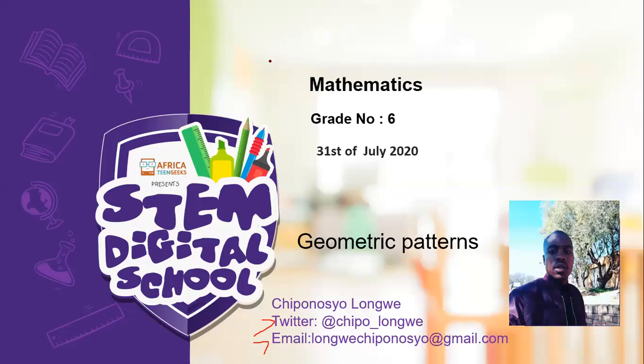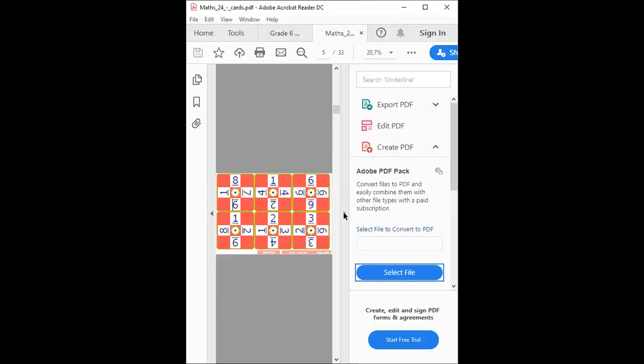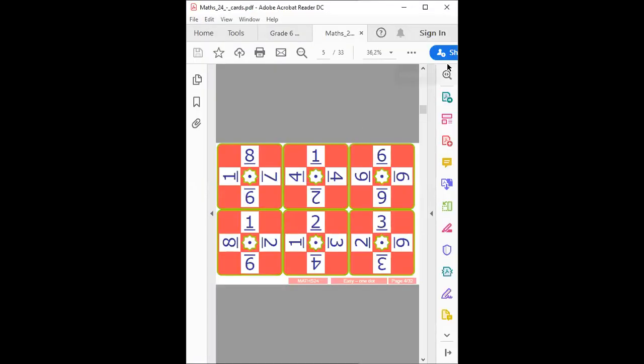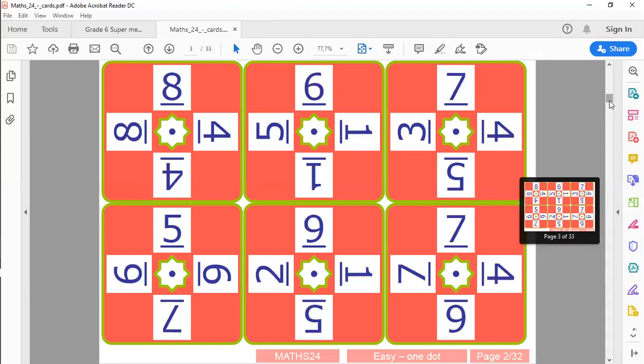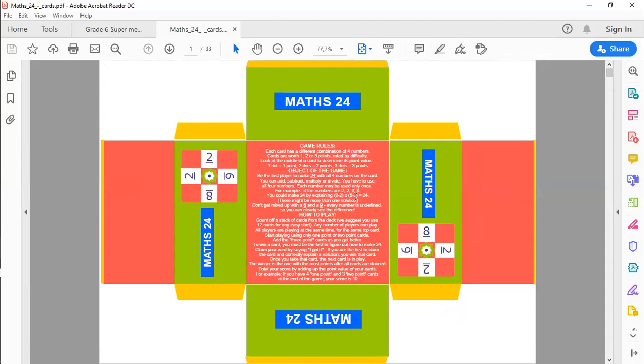So, the whole intention of Maths 24, right? The whole point of the game is to get an answer of 24. You use all the numbers once, but you must get an answer of 24. I see hands. Let me respond to that quickly, then we'll continue.